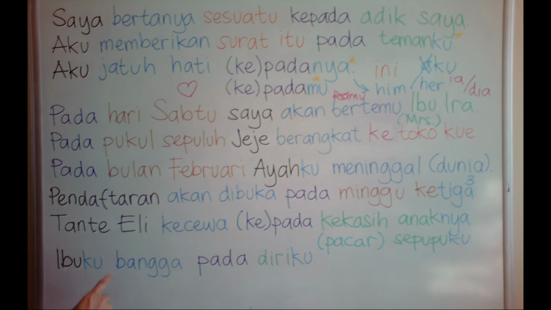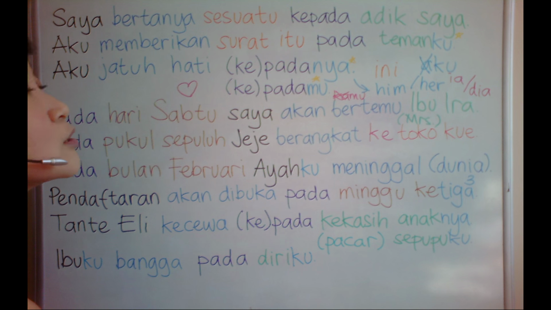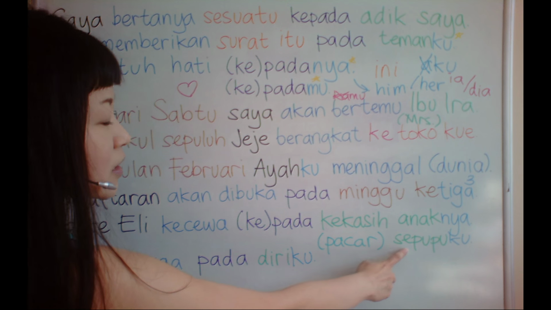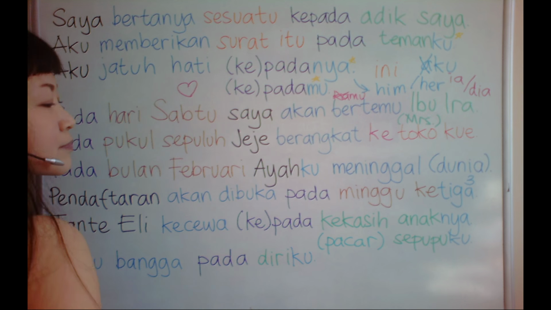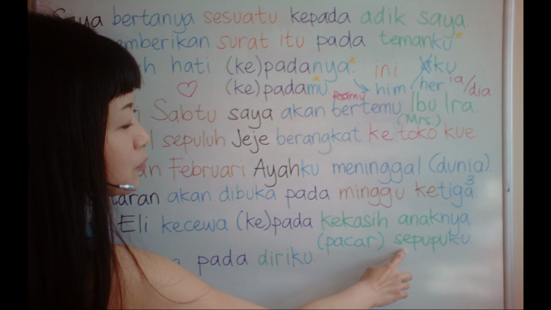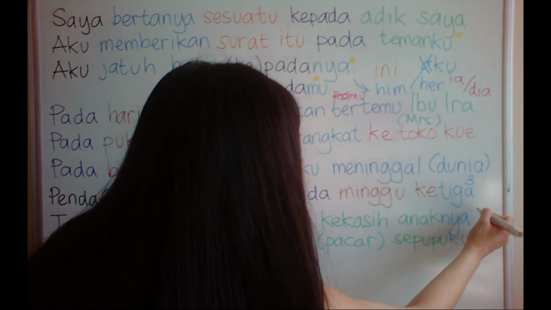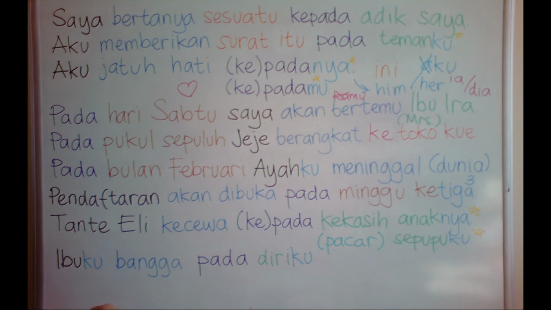Of course, because my tante, the child of my tante, her daughter or her son, of course, is my cousin. Sepupuku. Ku, aku, cousin, sepupu. Sepupuku. And I will write this one. And now with this one.